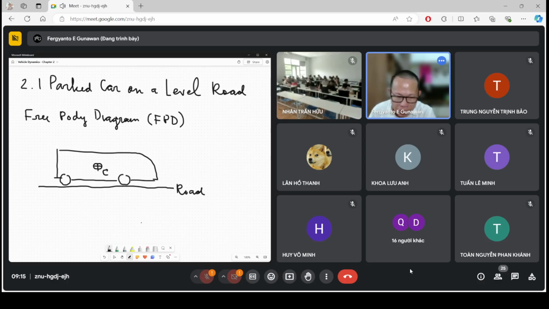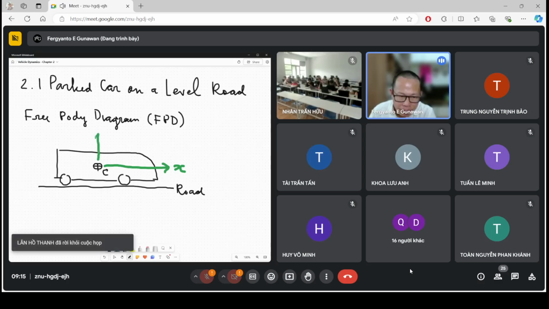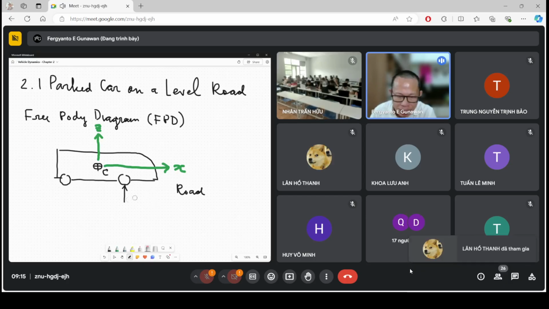This is the front side of the vehicle, and we are going to use the notation X for the front direction. And we are going to use the notation Z as the vertical direction. We are going to apply the forces. In this particular case, we have to remove the road, and when we remove the road, we can apply forces here.